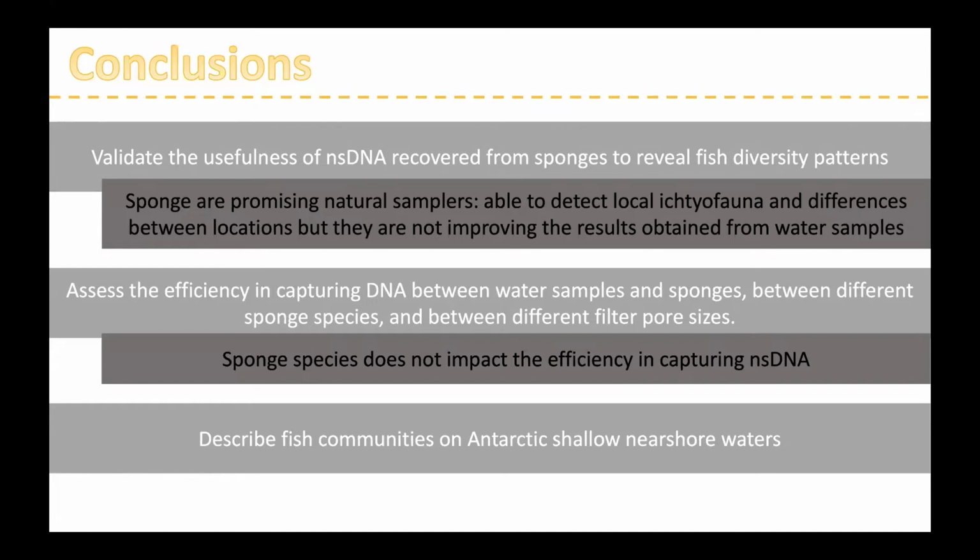So this methodology allows us to study the Antarctic fish community in shallow nearshore waters, overcoming most of the logistic constraints typical of Antarctic waters. And finally, in line with most of the Antarctic studies, we found that the family Nototheniidae dominates both the diversity and the biomass of the Antarctic fish community along the nearshore waters of the Western Antarctic Peninsula.